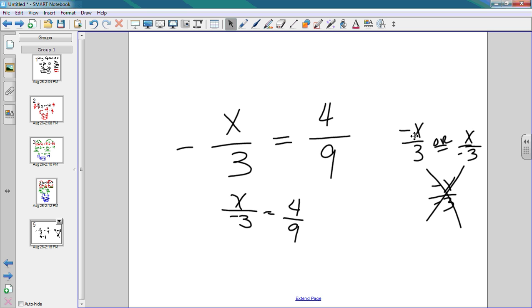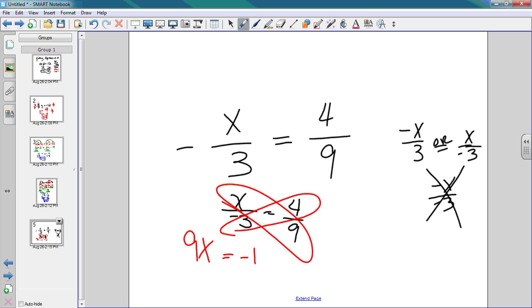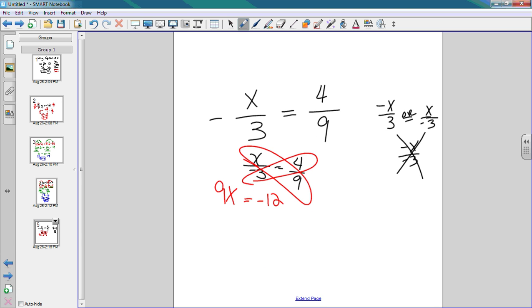Cross multiply: x times 9 is 9x equals 4 times negative 3, negative 12. Divide both sides by 9. So x equals, well, I could leave it negative 12 over 9, but I want to reduce that first. Divide both by 3. Negative 4 thirds. Is that what you said? I'm sorry, I didn't hear you. My fault. Yes, there it is.